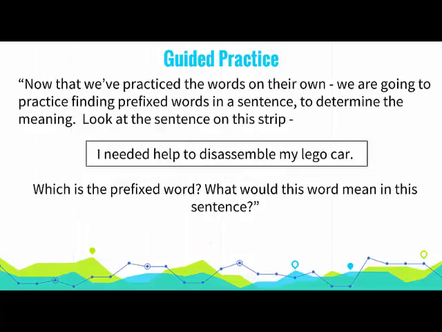This standard will lead into helping students learn to determine the meaning of unknown words in context. The next portion of the guided practice is to show the students a sentence, help them pick out the prefix word, and define it. You might say something such as, now that we've practiced words in isolation, we are going to practice finding prefixed words in a sentence to determine the meaning. Look at the sentence strip that says, I needed help to disassemble my Lego car. Ask students which is the prefixed word and what it would mean in the context of this sentence.